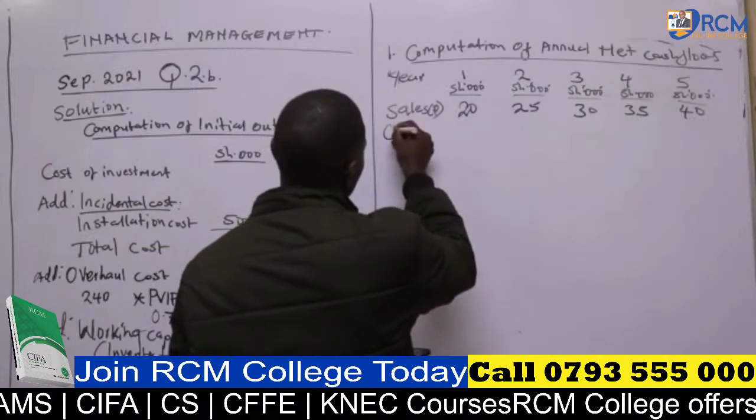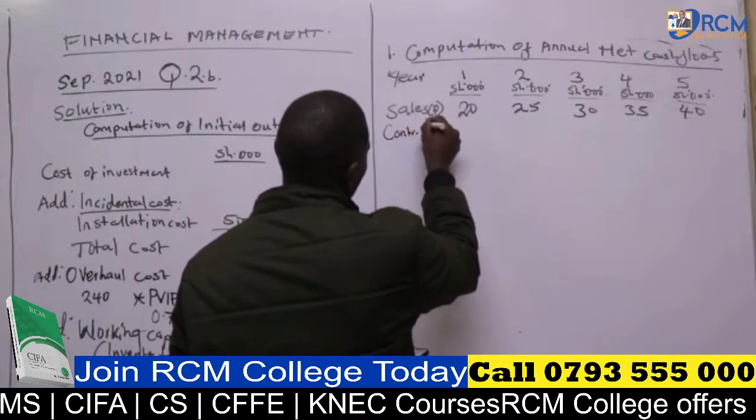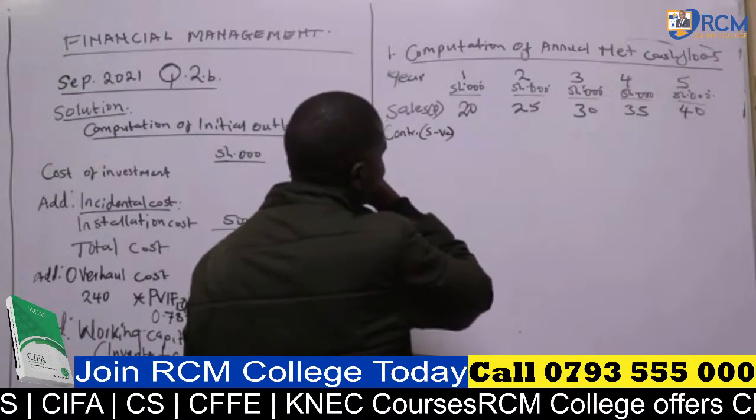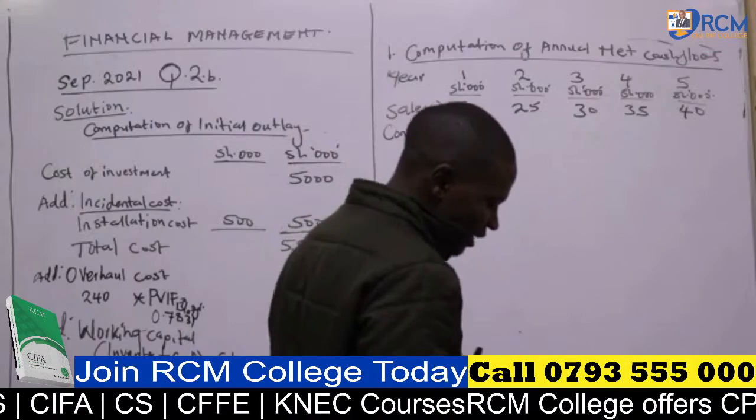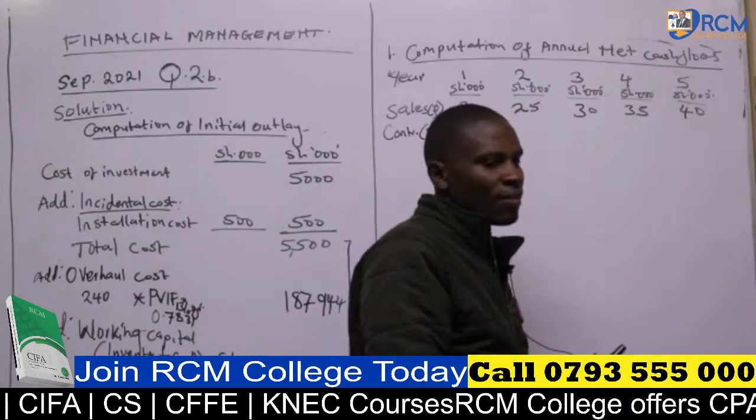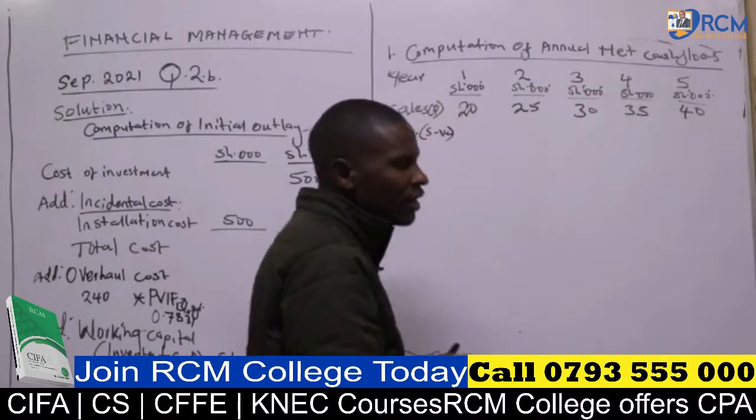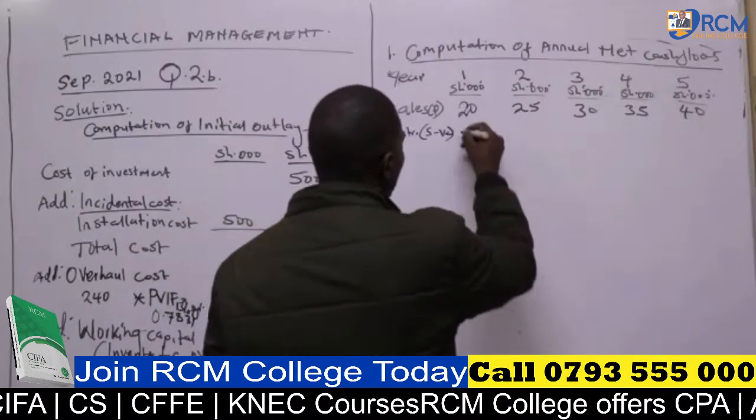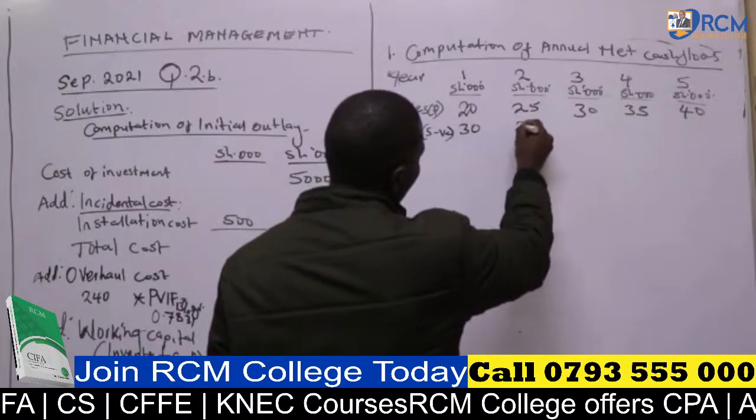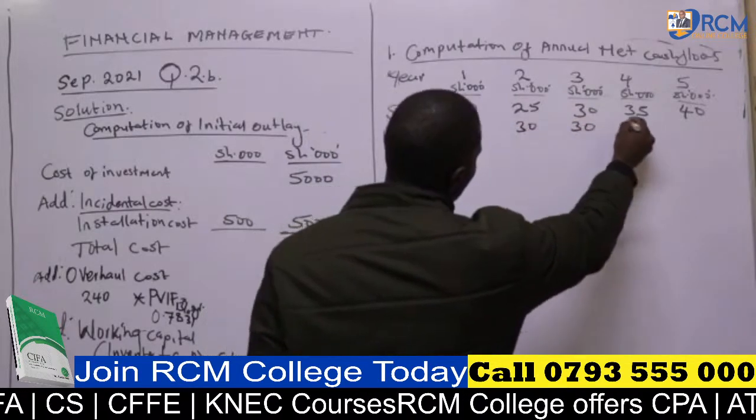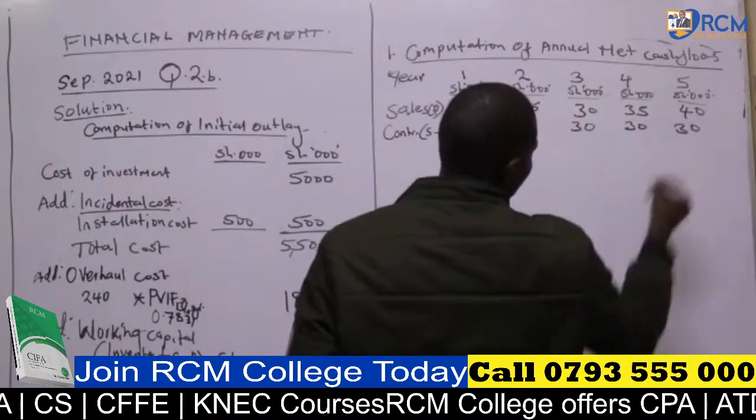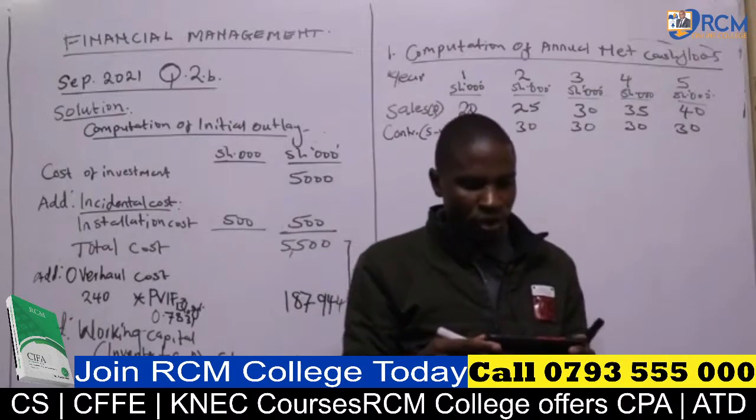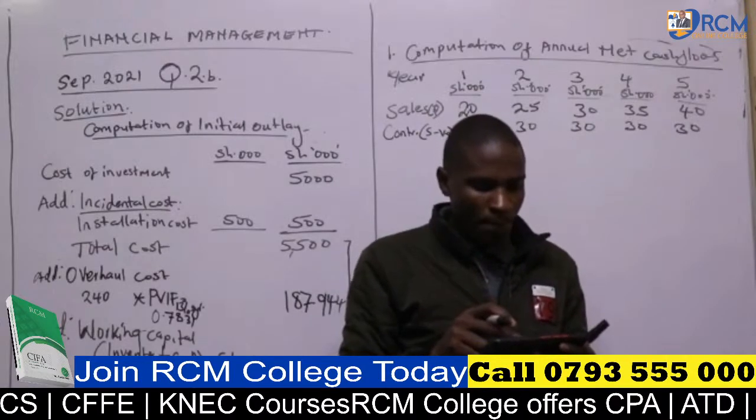Contribution is selling price minus variable cost. Now we have our selling price as 45, and then variable cost, we have it as 15. And we are told that this contribution will remain constant throughout the 5 years. Naona nikitoa napata ni 30, 30, 30, 30, 30. That is our contribution for the whole period.